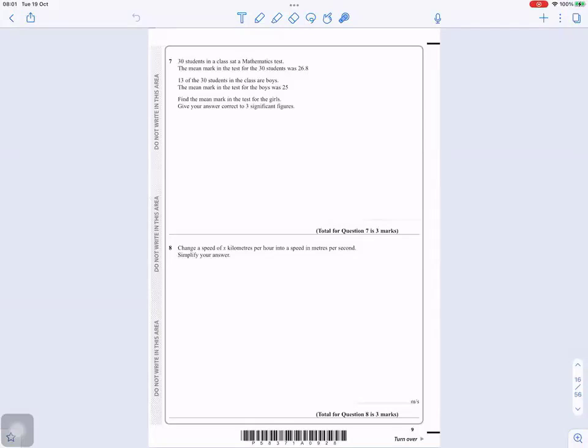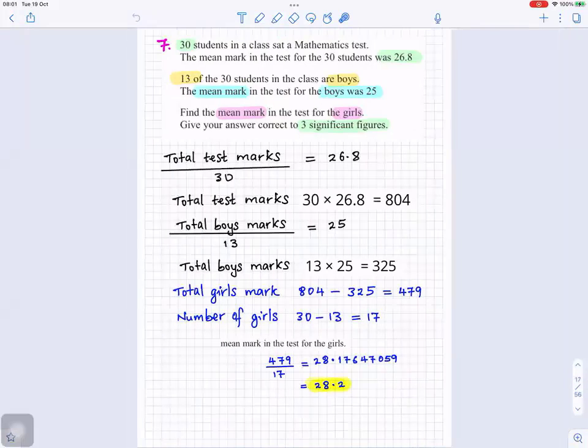Question number 7. 30 students in the class sat a mathematics test. The mean mark in the test for the 30 students was 26.8. 13 of the 30 students in the class are boys. The mean mark in the test for the boys was 25. Find the mean mark in the test for the girls. Give your answer correct to 3 significant figures.